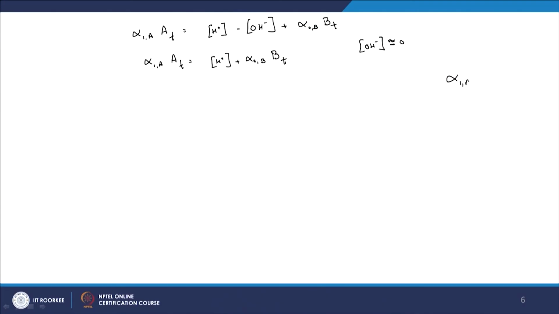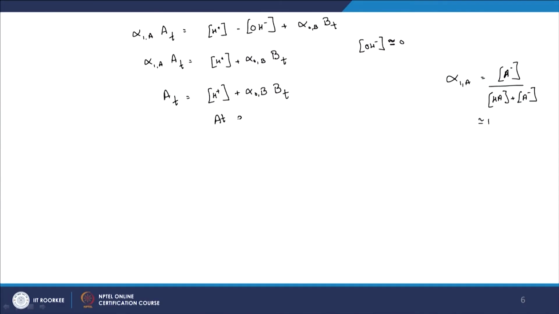Why is that? We know that alpha 1 of A is equal to the concentration of A minus by concentration of the total acid. If it is a strong acid, it is going to dissociate at almost all the pH range, so it is only going to stay as A minus. So A minus by A minus is more or less equal to 1. That is what I am going to substitute here. So it is now A total equal to concentration of H plus, plus alpha naught of B into B total. And now we come to the crux of the issue.